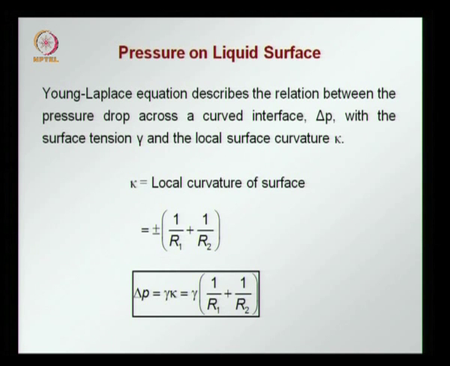The Young-Laplace equation gives us the relation between the pressure drop across a curved interface, now delta P, in a liquid which has surface tension gamma, and the surface curvature is kappa. Surface curvature kappa is given by the sum of the inverses of the two radii of curvature R1 and R2, and now the pressure drop is given by gamma times kappa, or gamma times the sum of the inverses of the two radii.